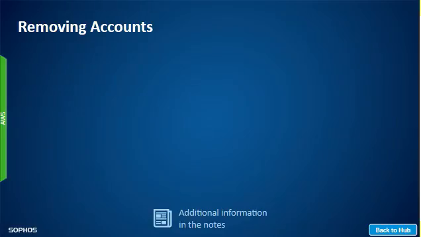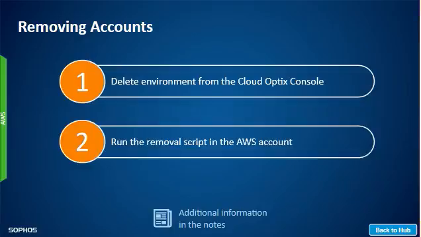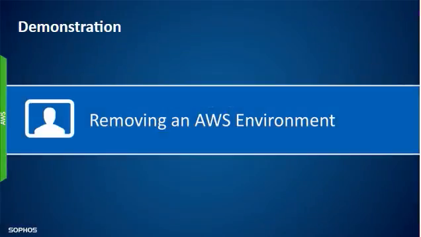Now that we've discussed the steps required to add an AWS environment, let's examine the steps required to remove an account. This process consists of 2 steps. Firstly, you delete the environment from the CloudOptix console. You will then run the removal script in the AWS account you wish to remove. This will complete the process and clean up any settings and components enabled by CloudOptix in the AWS account. Let's take a look at how all of this works in a short demonstration.